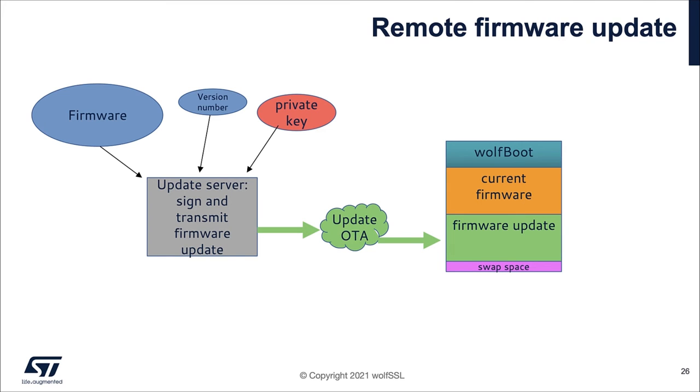So the next thing would be an over-the-air update. So when you're in your application code, you would download new firmware, you would program it into the update partition. Now that update partition could actually be external SPI flash as well. We support using that on all these targets.